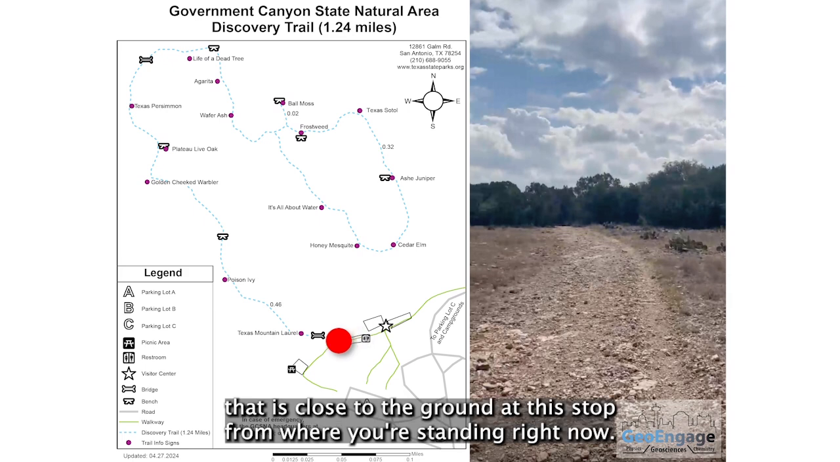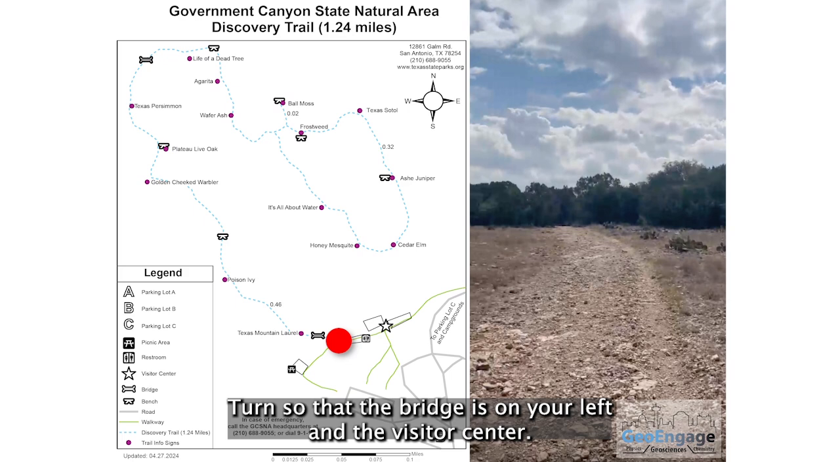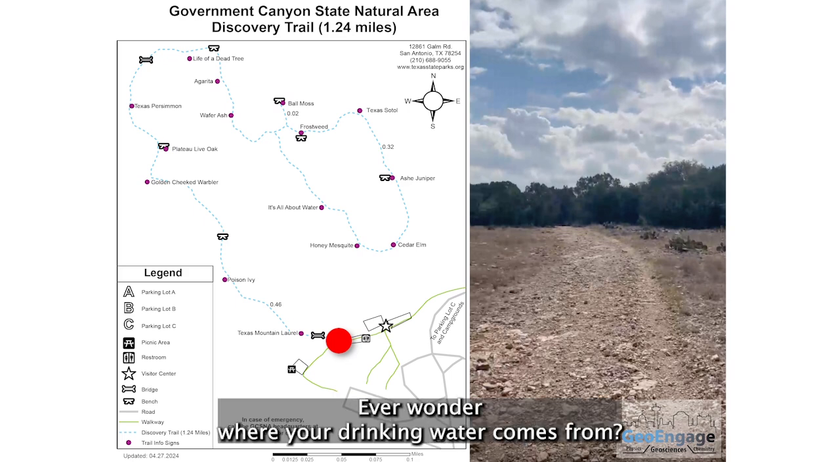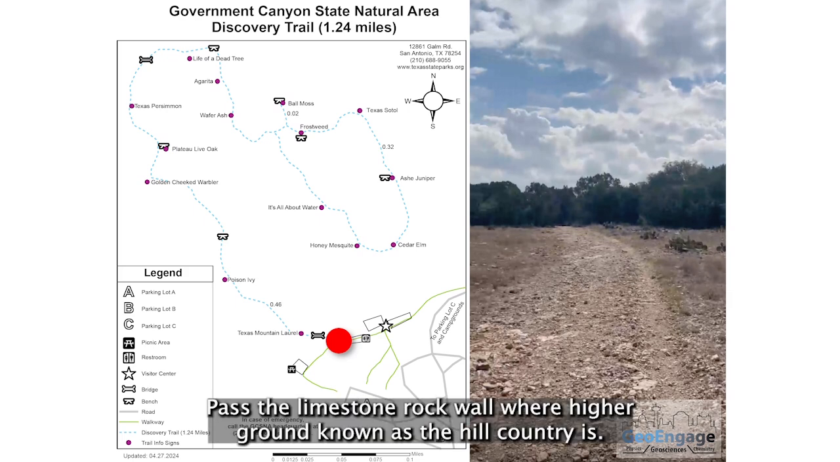From where you are standing right now, turn so that the bridge is on your left and the visitor center buildings are to your right. Ever wonder where your drinking water comes from? Find the horizon past the limestone rock wall where higher ground, known as the hill country, is.